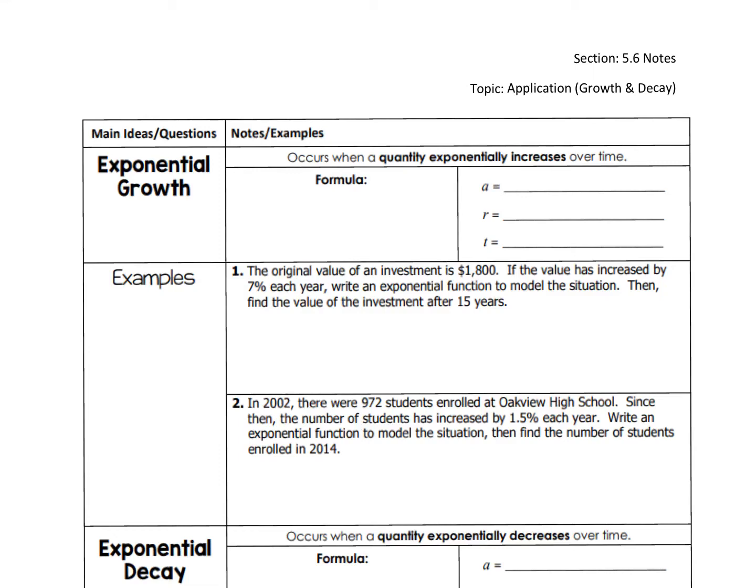Today is 5.6, okay? So this is just applying some formulas that use exponentials. So real life stuff. This is when we use exponentials. We're going to start off with exponential growth and exponential decay. Hopefully you've seen this before.